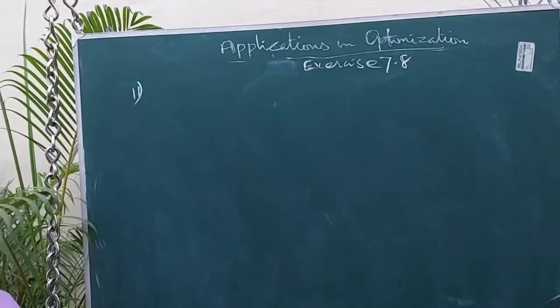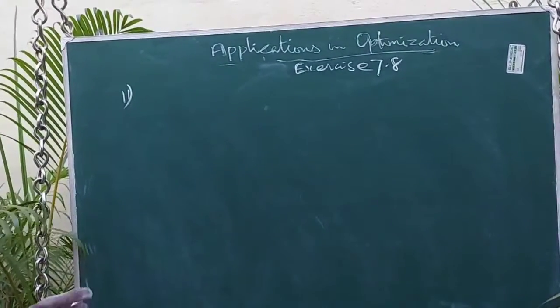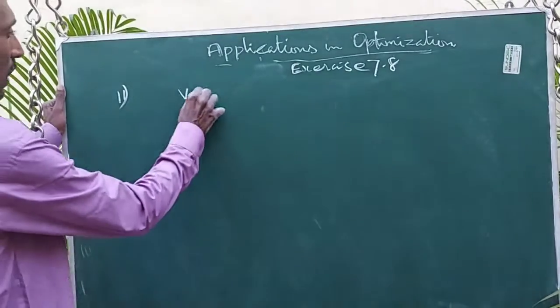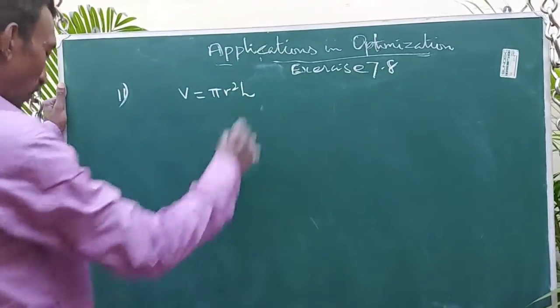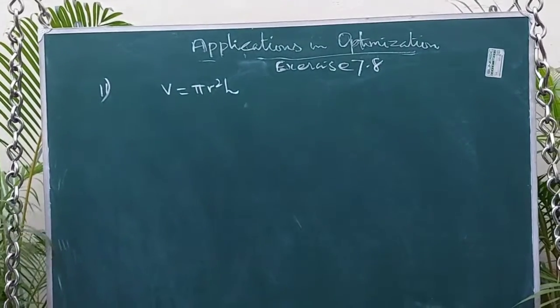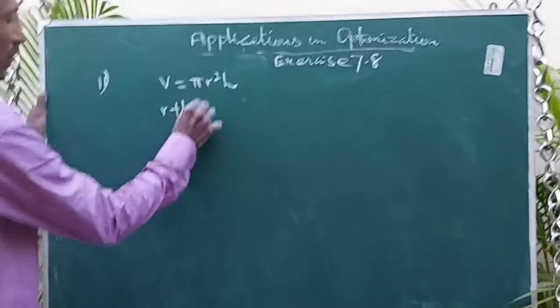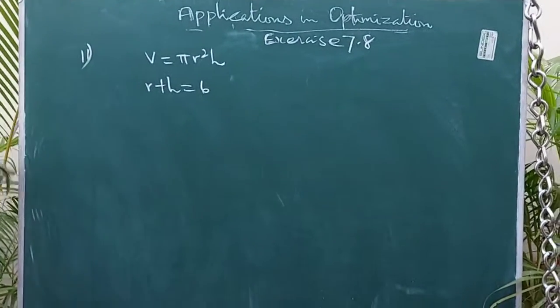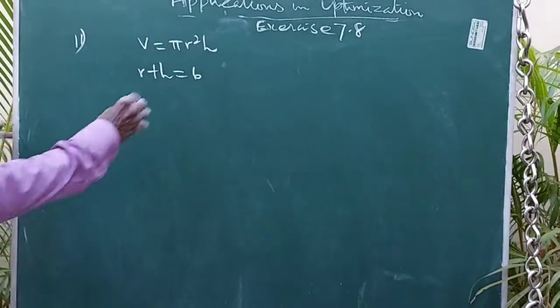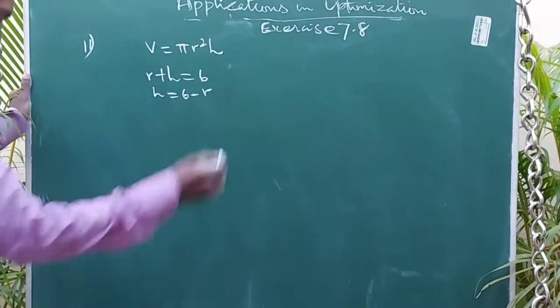Okay. The question number 11 is: the volume of the cylinder is given by the formula V equal to pi r square h. Okay, it is a well known one. Find the greatest and least values for V if r plus h equal to 6. Radius plus height equal to 6. So h equal to 6 minus r.